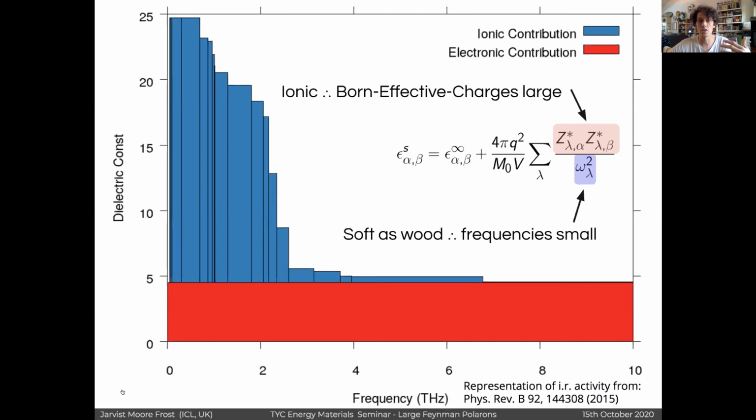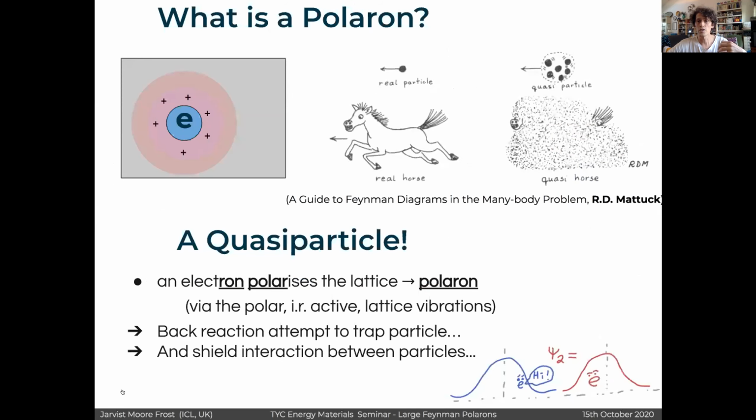In this material, this is now plotting the dielectric function across frequency, and you see that there's a large number of contributions from all of these different phonon modes. This polar interaction means that the lattice will be interacting with any charges, including any charge carriers. So any electrons or holes that you have in your system will start polarizing the lattice, and the back reaction from the lattice will try to trap the particles.